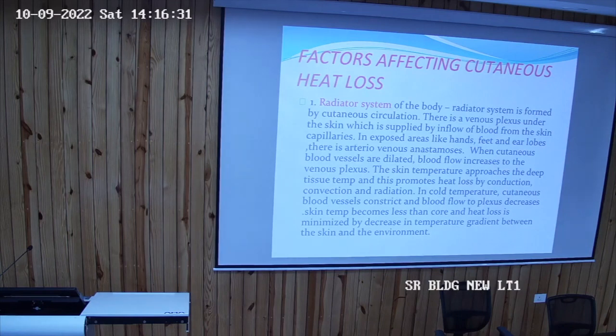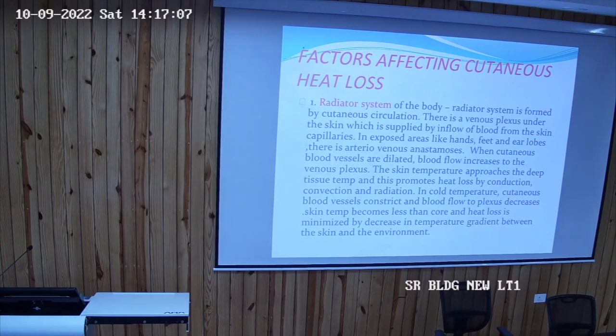One, the core heat has to come to the skin, and from the skin it has to be dissipated. So for the radiation system, the radiator system is formed by the cutaneous circulation, the venous plexus under the skin, which is supplied by inflow of blood from the skin capillaries. In exposed areas like hands, feet and earlobes, there is arteriovenous anastomosis. They are dilated, blood flow increases to the venous plexus, and through radiation the heat is lost. This is the most common type of heat loss mechanism.